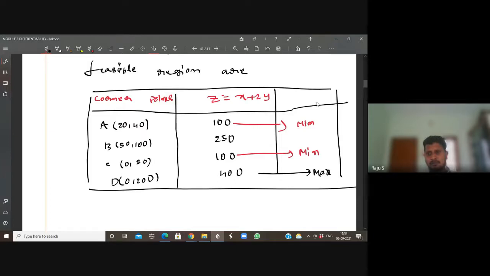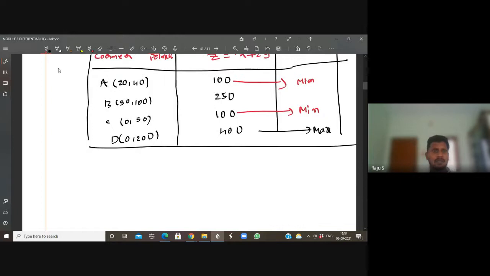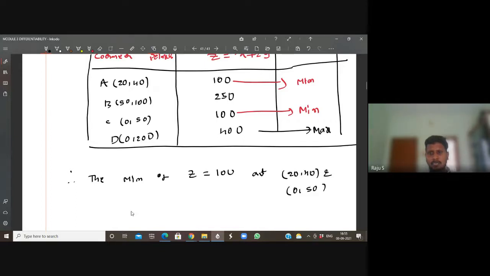We proved here that Z has 2 minimum values. Therefore, you have to write: the minimum of Z is equal to 100 at 2 points, 20 comma 40 and 0 comma 50. Maximum of Z is, the value is 400 at where? At 0 comma 200. That's it. Like that you have to write the solution.